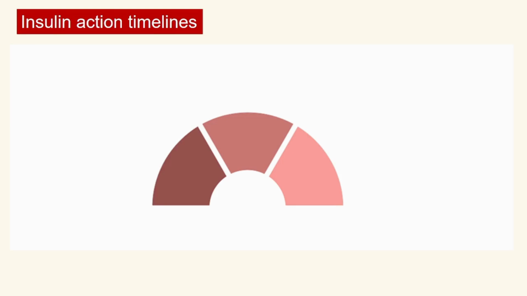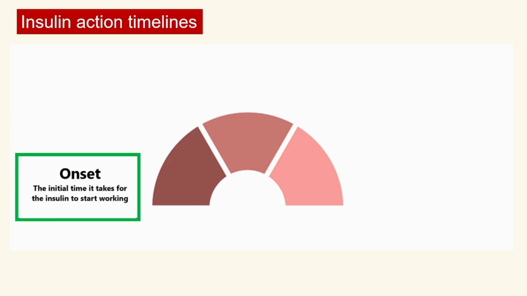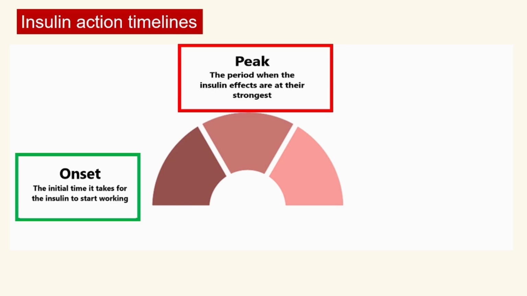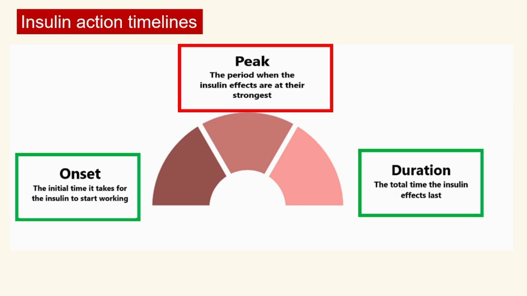Insulin action timelines. The types of insulins are divided based on their action timelines: onset, which means the initial time it takes for the insulin to start working; peak, the period when the insulin effects are at their strongest; and duration, the total time the insulin effects last.